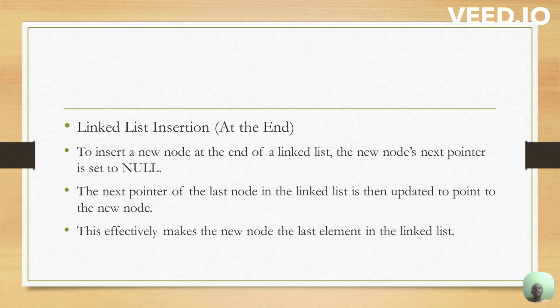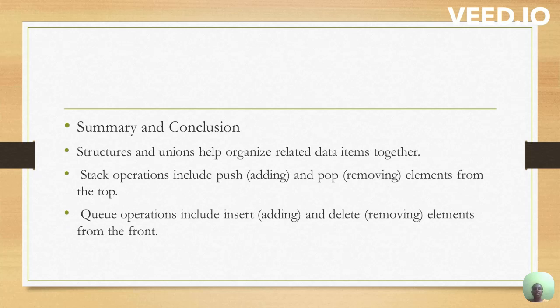Linked list insertion at the end. To insert a new node at the end of the linked list, the new node's next pointer is set to null. Null means 0. The next pointer of the last node in the linked list is then updated to point to the new node.